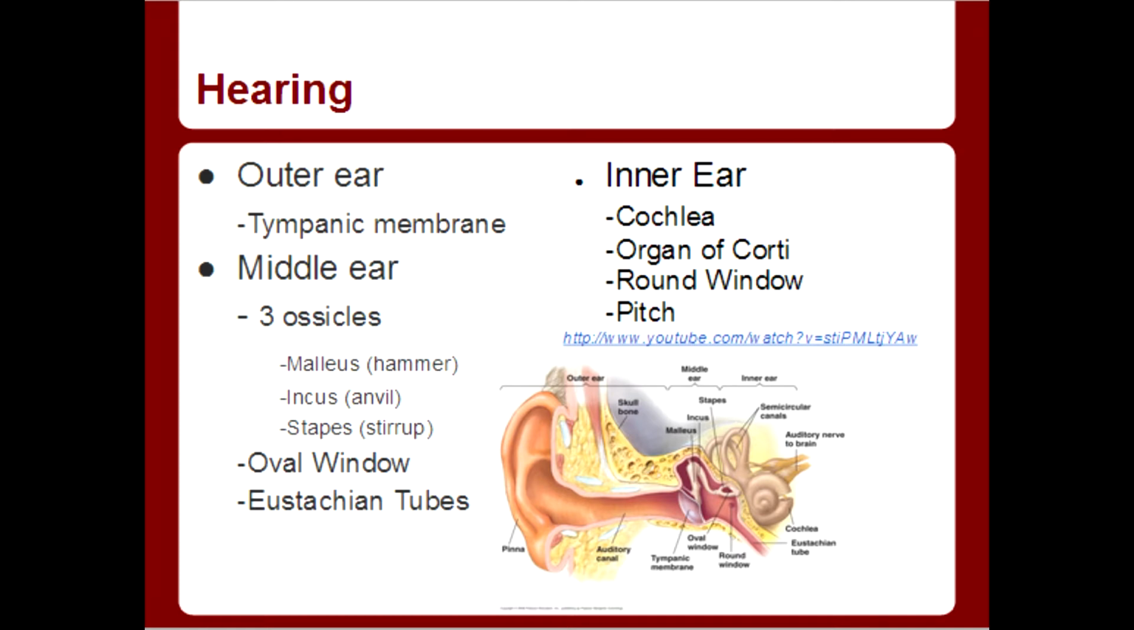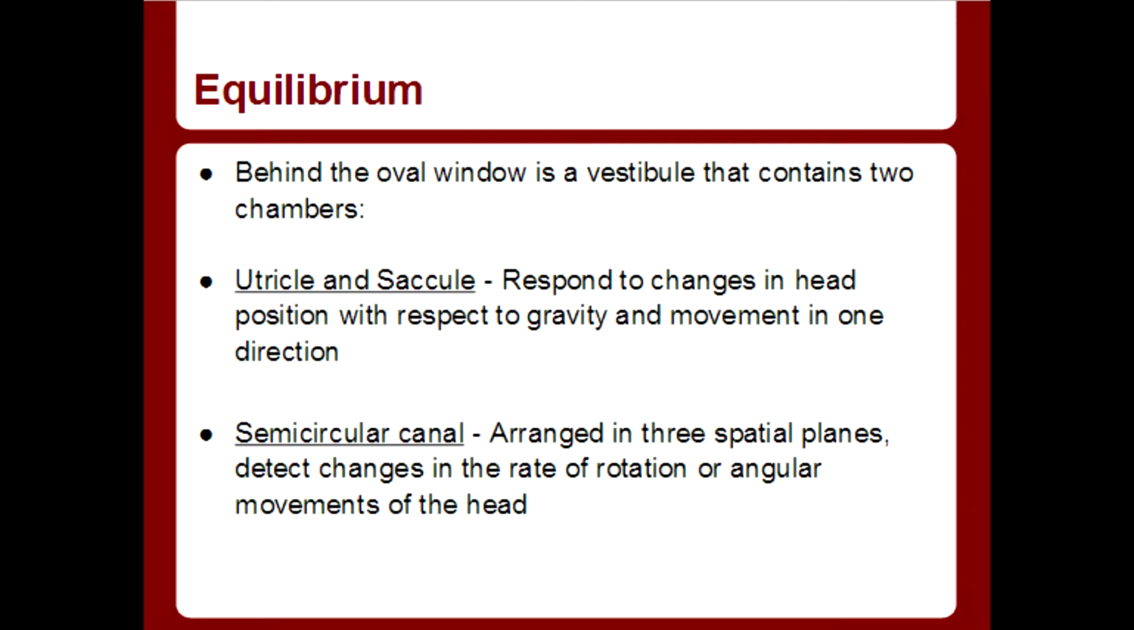The oval window is basically just like when it's pushed, it creates a wave to the cochlea, and the eustachian tube just equalizes the pressure between your ear and the atmosphere. So, for example, when your ears pop. The organ of Corti just contains the receptor cells of the ear, or the hair cells, and the round window just allows movement of fluid in the cochlea for equilibrium.